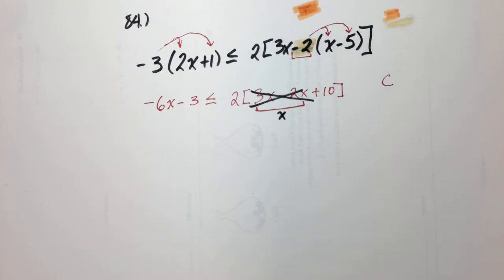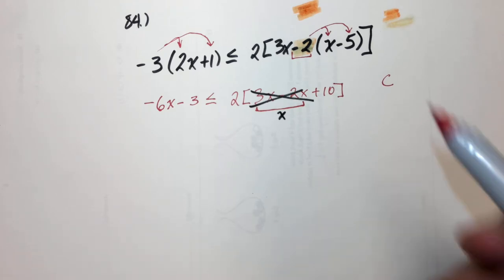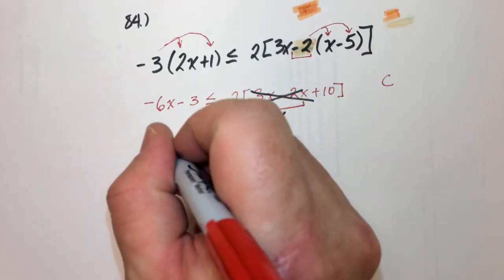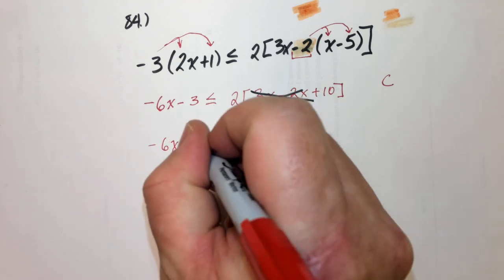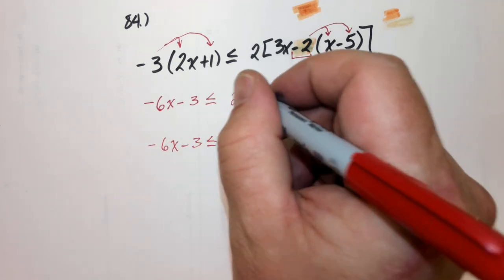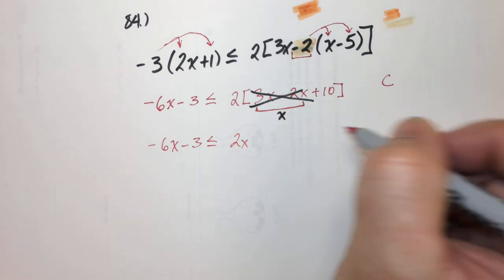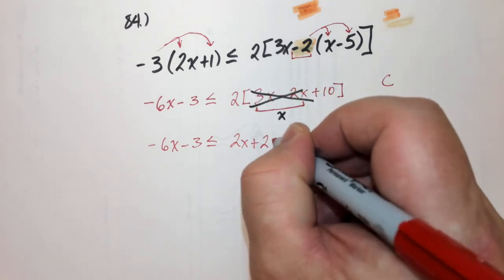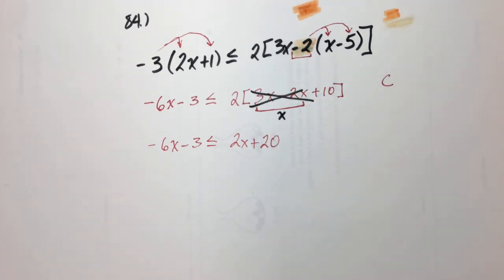+10. But I don't want to rewrite the whole thing because then I'm going to end up being so sloppy because I'm rewriting so many things. So I'm going to distribute. 2 times x is 2x plus 20. Yeah? Are we good? Okay. Oh, because it's good for parentheses, right? Yeah, because you had to distribute, right, because of the bracket.